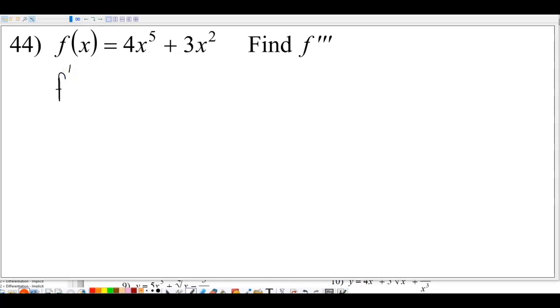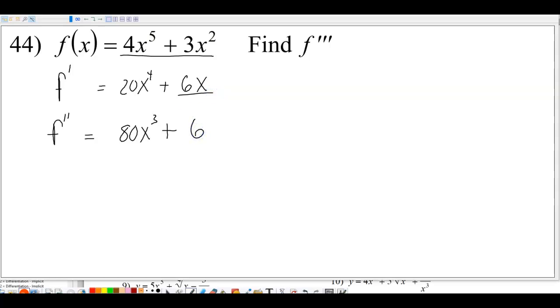So let's find the first derivative. Power rule. 5 times 4 is 20. Take 1 off the power. 2 times 3 is 6. Take 1 off the power. There's my first derivative. Let's go ahead and repeat that. Second derivative. 4 times 20 is 80. Take 1 off the power. This is a constant multiple rule, so that will just be 6.